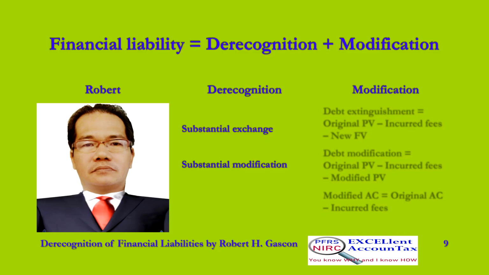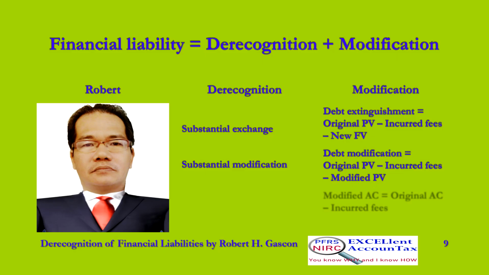When financial liabilities are exchanged, or modified, and the absolute difference in present values is at least 10% of the present value of remaining original cash flows, discounted at original effective interest rate, then the debt extinguishment gain, or loss, recognized in profit or loss, equals the present value of remaining original cash flows, minus the incurred fees, and minus the fair value of the new financial liability.